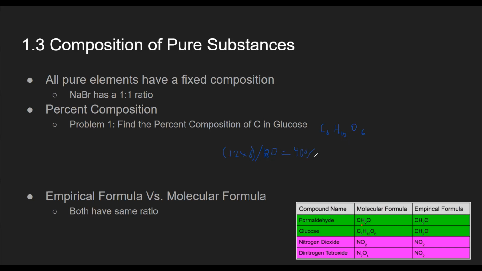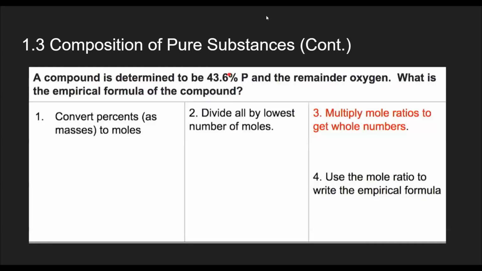As it's 72 divided by 180. So another thing in 1.3 that we have to know is empirical formula versus molecular formula. Both the empirical and molecular formula have the same ratio, and the empirical formula is basically a simplified form of the molecular formula. So let's try a problem of this.